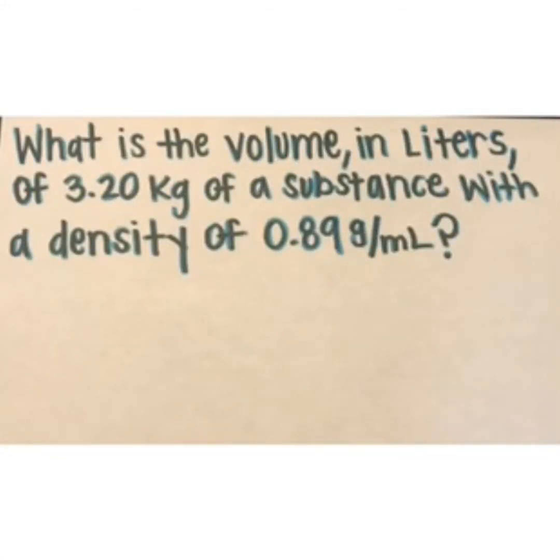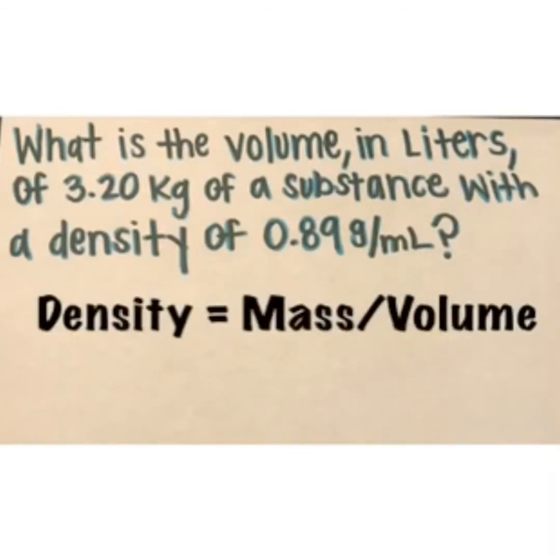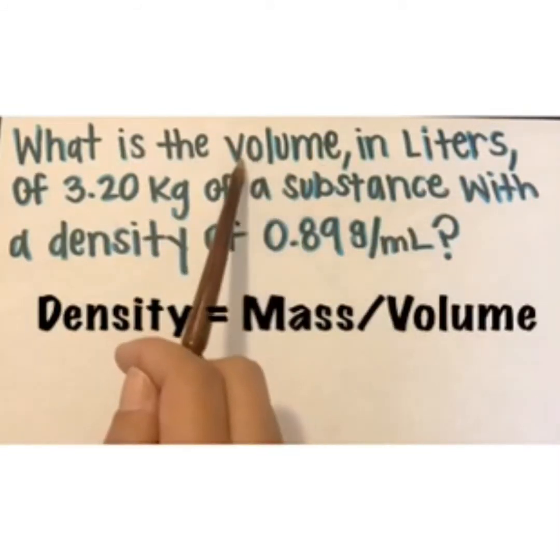What is the volume in liters of 3.20 kilograms of a substance with a density of 0.89 grams per milliliter? First, we must recognize that this is a density problem. Density is defined as mass over volume. We have our mass and we have our density, and we need to find our volume.